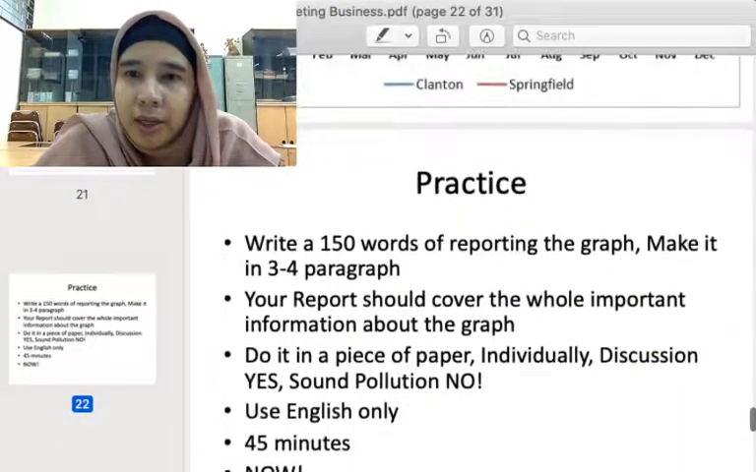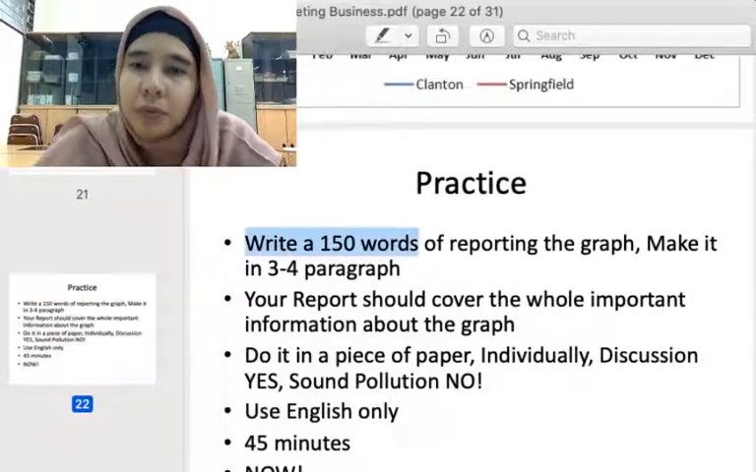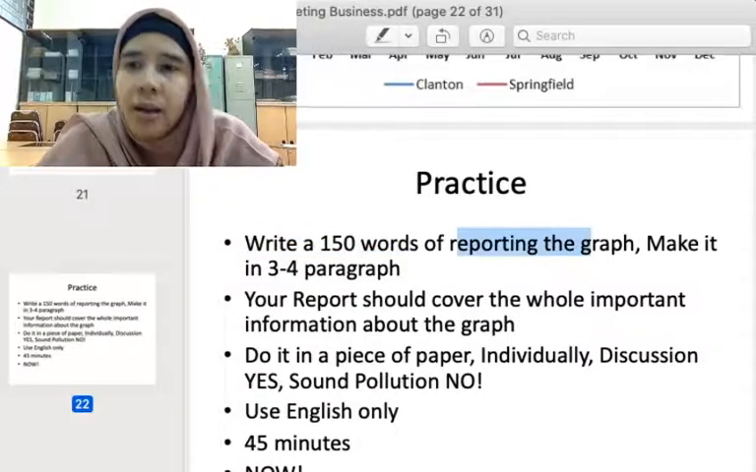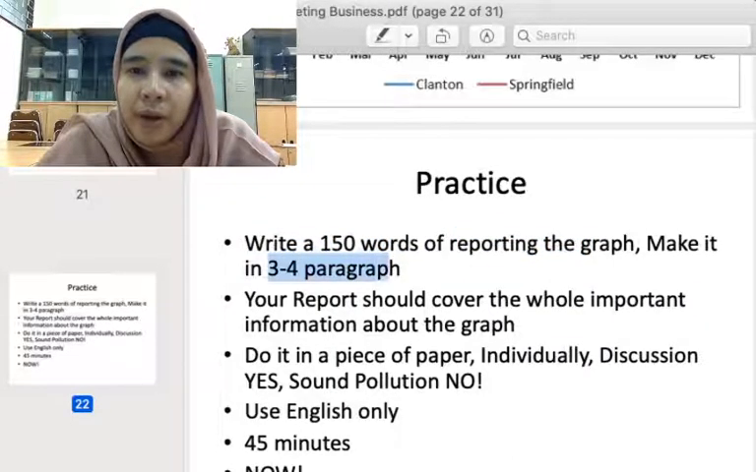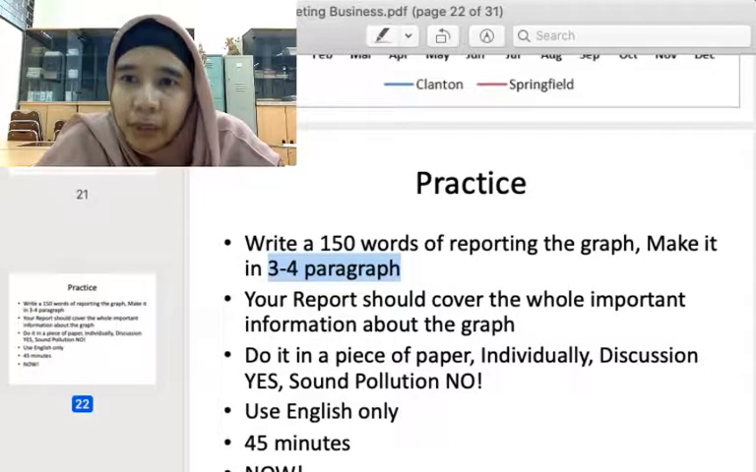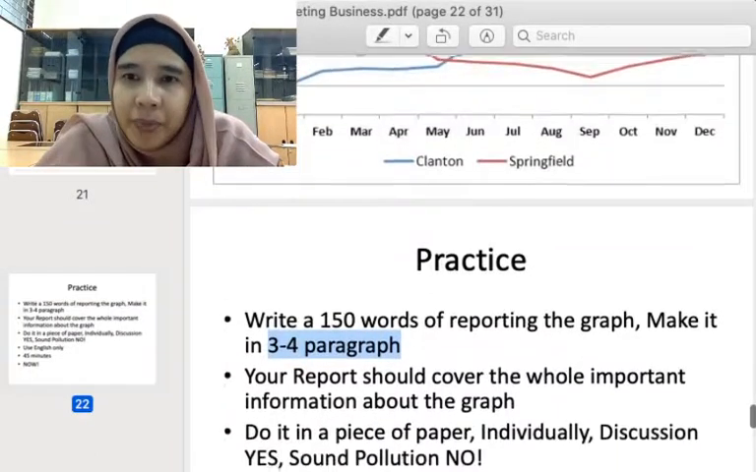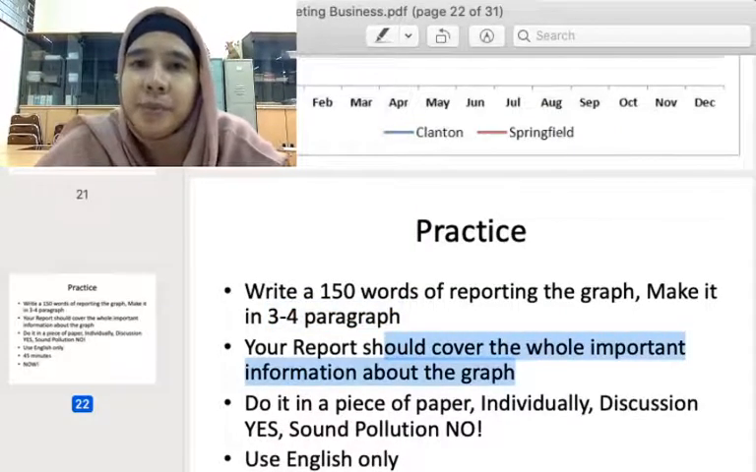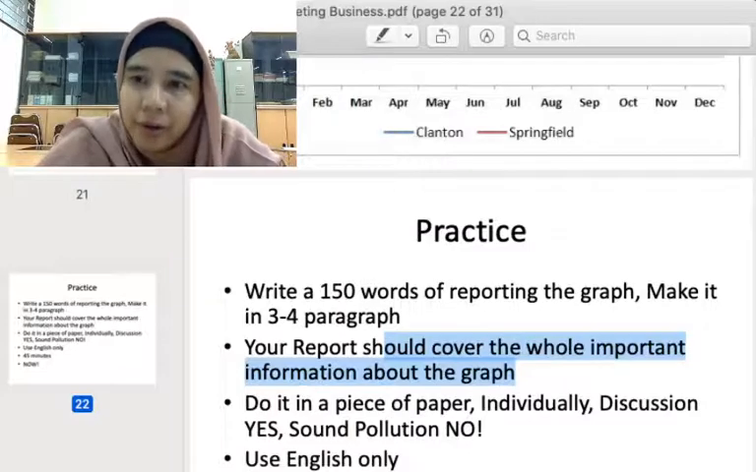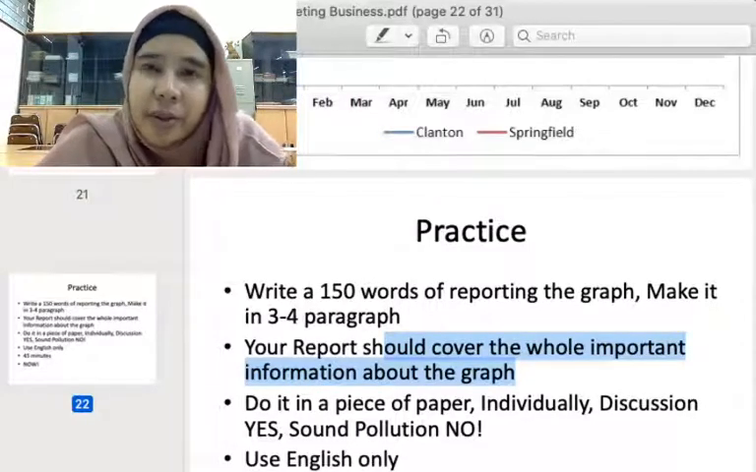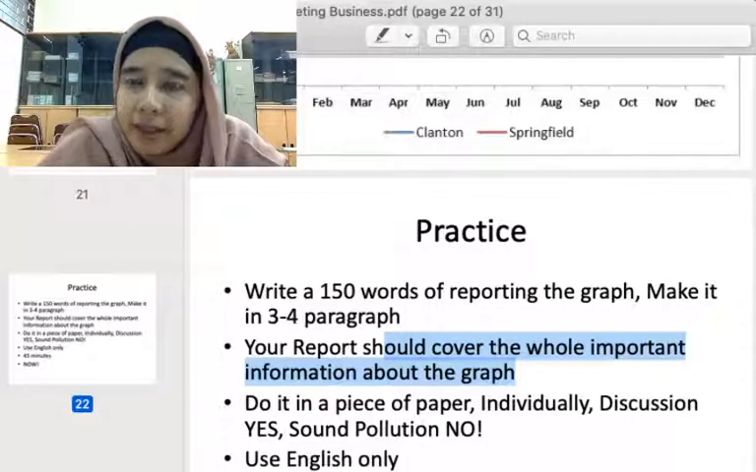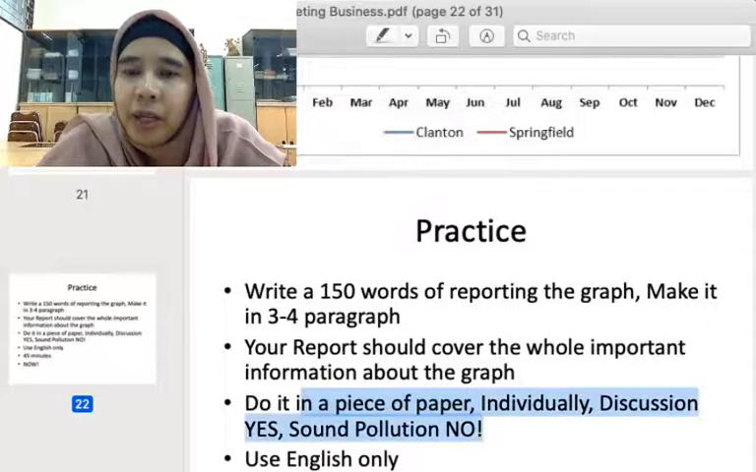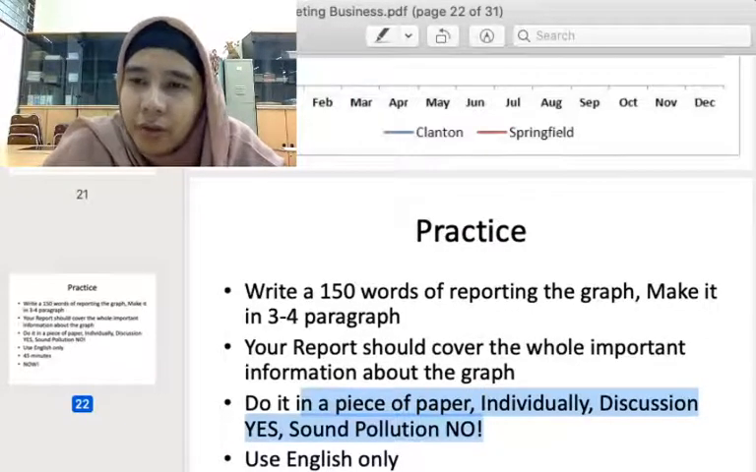Okay, actually this is the practice for you. So you need to make 150 words of graph reporting. So I asked you to make 150 words saja. Make it into 3 to 4 paragraphs saja. Okay, report this kind of diagram. And then your report should cover the whole important information about the graph. Harus mengcover seluruh information yang penting, information yang important about the graph. Hanya information penting saja. Okay, and then you have to do it on a piece of paper. Do it in Microsoft Word individually.